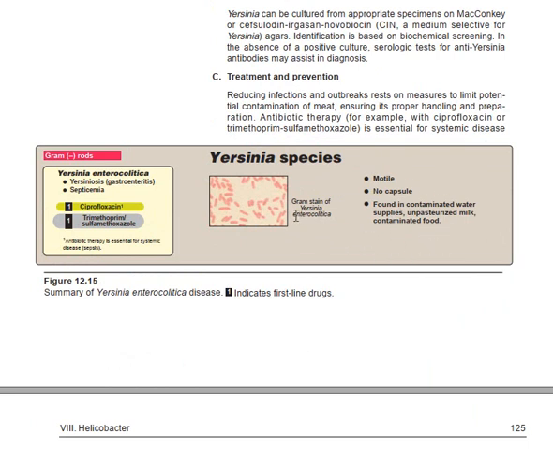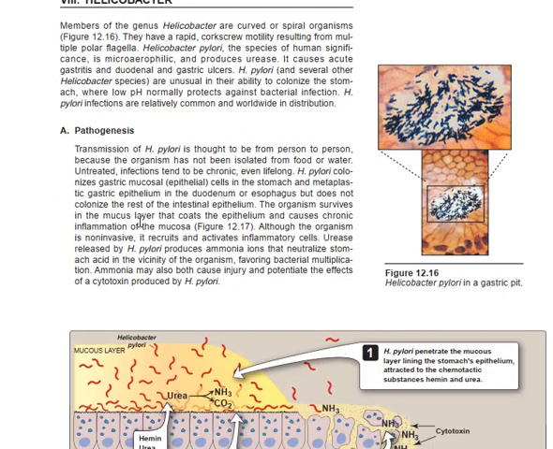So the Gram stain of Yersinia enterocolitica is shown here. Yersinia enterocolitica infection is also called yersiniosis. It is going to cause gastroenteritis and can also cause septicemia. So examples of drugs that can be used in this case are ciprofloxacin and trimethoprim-sulfamethoxazole.